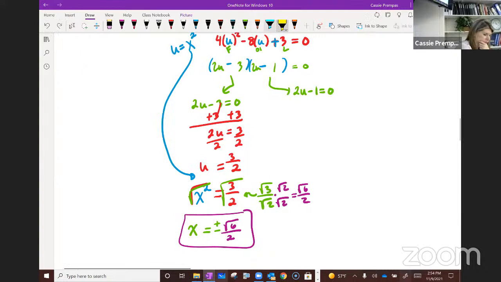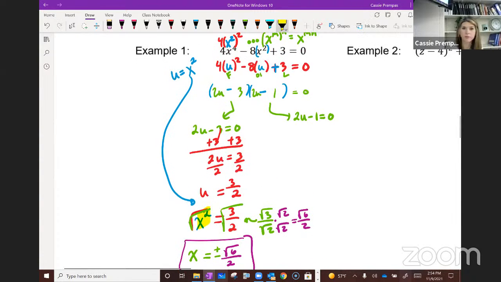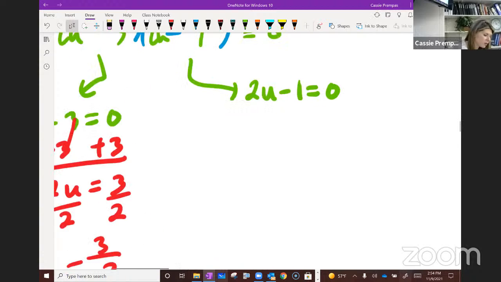Oh, it's, wait, u equals. U equals 3/2. And then u represents x squared. Okay. Olivia, I guess I'm the oldest. I can ask a question real quick.